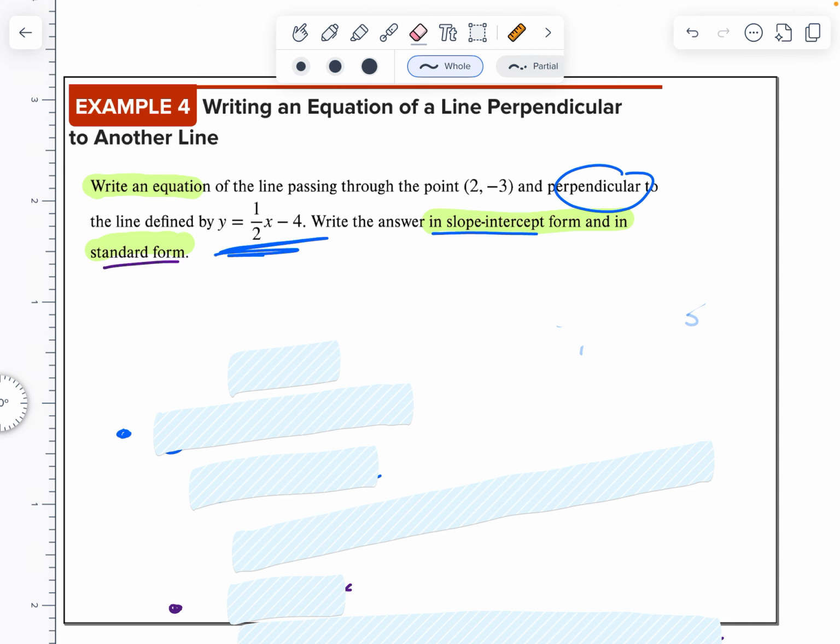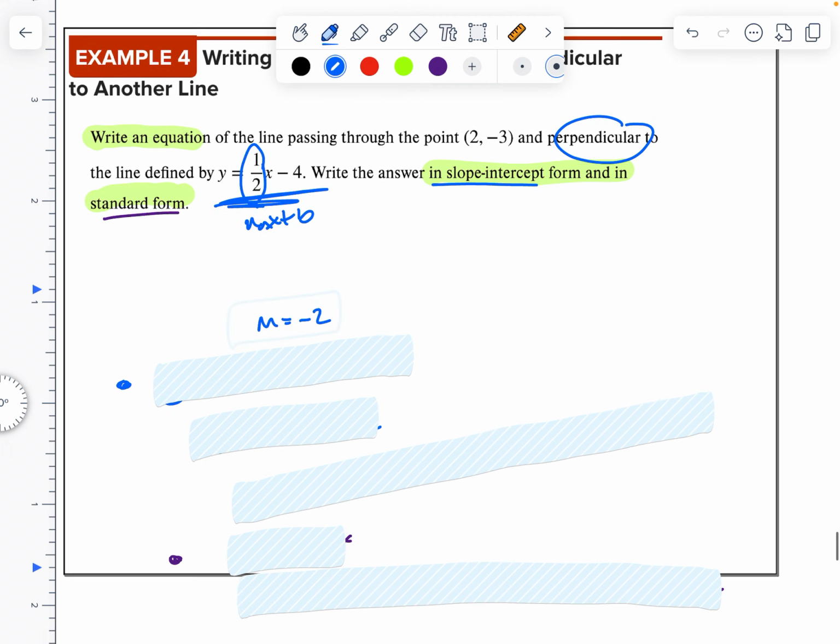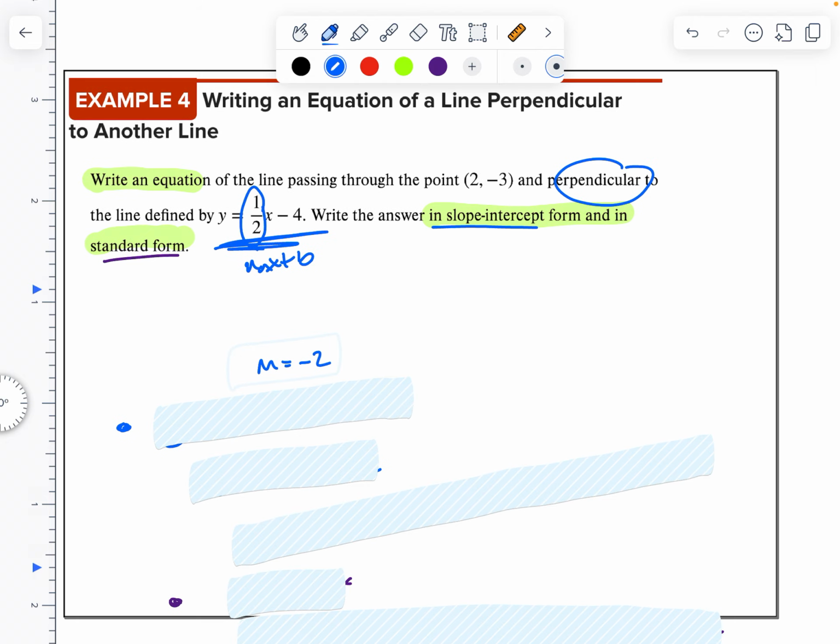If I have a whole number, like if I had a -3, for example, that's the same thing as -3/1. If I want a perpendicular slope, that would be +1/3. You're always going to flip the fraction and change the sign, positive or negative. So if ours is perpendicular to this line, the slope of this line, this is mx plus b, the slope of this line is 1/2. So then our new slope is going to be -2, right? We're going to take that fraction, flip it, and change it to a negative.